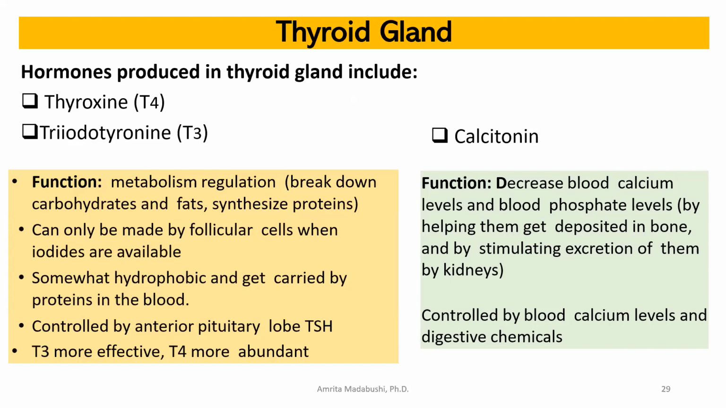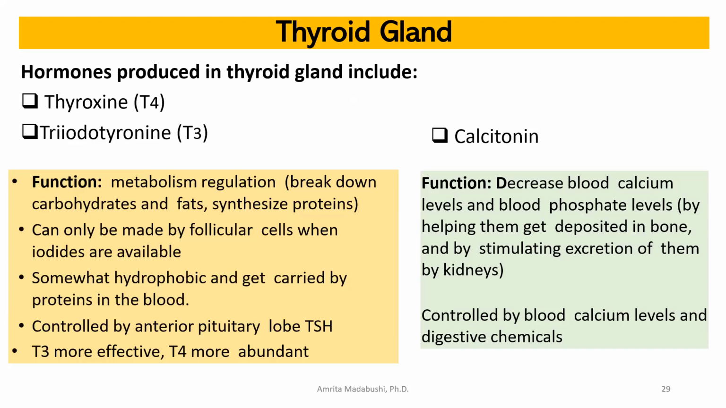And that's one of the reasons that can cause the imbalance, which can cause hypo or hyperthyroid and can result in excessive release of hormones or low release of hormones, right? So these can be controlled, again, by the pituitary lobe, through the thyroid stimulating hormones. T3 is more effective and T4 is more abundant.